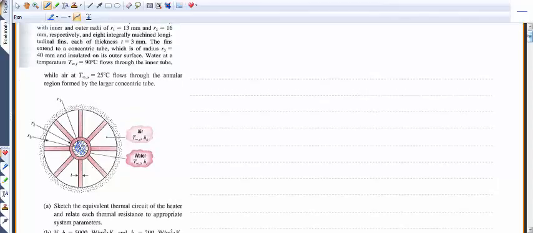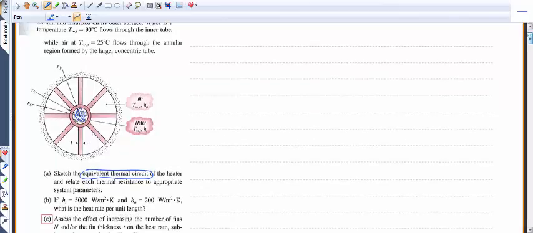So the first thing we want to do is sketch the equivalent thermal circuit of the system for the heat going from the inside fluid out to the air. And the second thing we want to do is determine the heat rate per unit length going from the hot fluid out to the air.